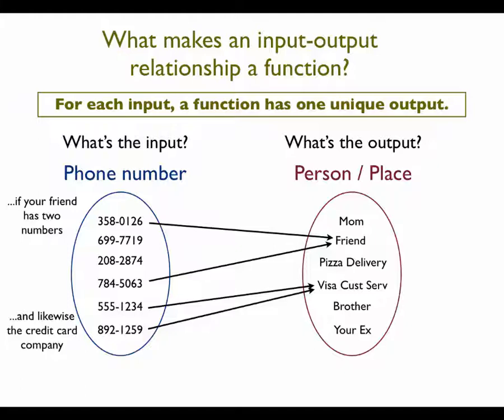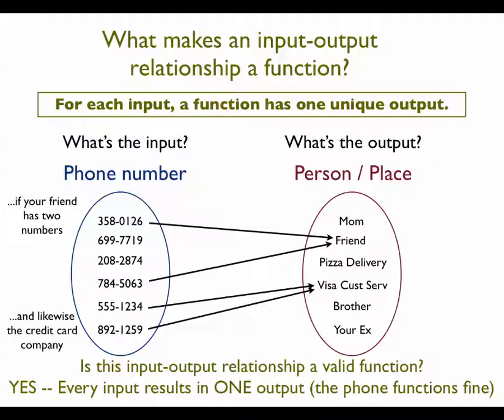That's not violating this. What does this say? Every time you have an input, you pick that input, every time you pick that input, you get a consistent output. It doesn't matter if more than one input gives you the same output. That's okay. That's not violating that rule. So yes, every input results in one output. The phone is working fine. It's just some places have more than one number that will reach them.